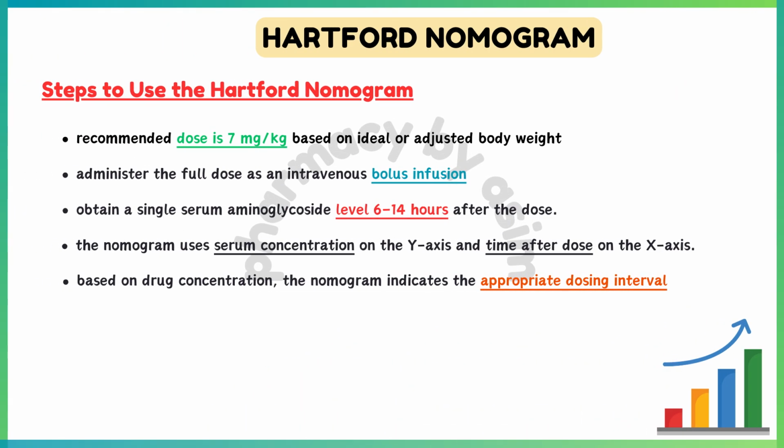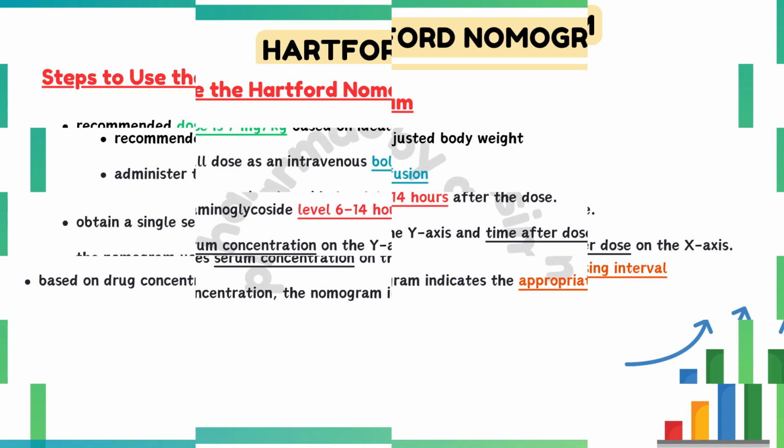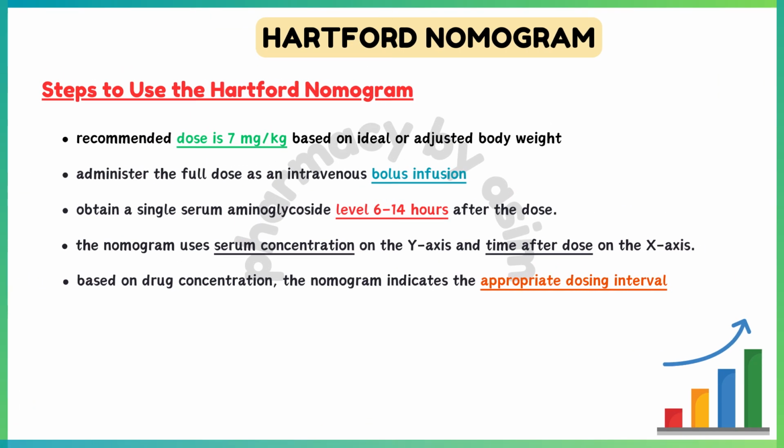Moving towards the various steps to use the Hartford Nomogram. First, calculate the initial dose. The recommended dose is 7 mg per kg, based on ideal or adjusted body weight. Administer the full dose as an intravenous bolus infusion. Moving forward, obtain a single serum aminoglycoside level 6 to 14 hours after the dose. In the end, plot the drug level on the Nomogram.